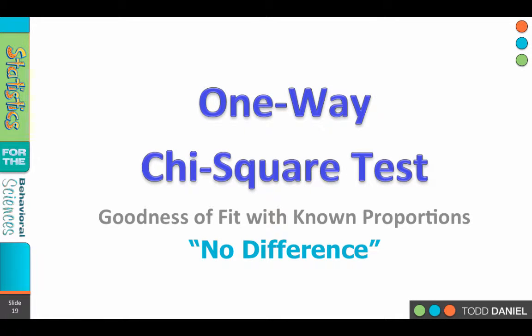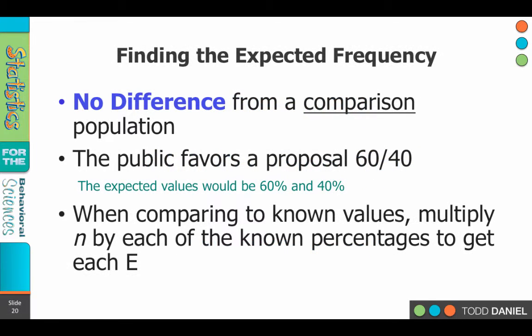Sometimes the assumption for our chi-square test is not that everything is occurring randomly, but rather that our data will match a pre-established pattern. This is called a goodness of fit test with known proportions, or what I'm going to call a no difference test: that what we observe will be no different than what we expected from our comparison population. So how do we find our expected frequency in this setup?